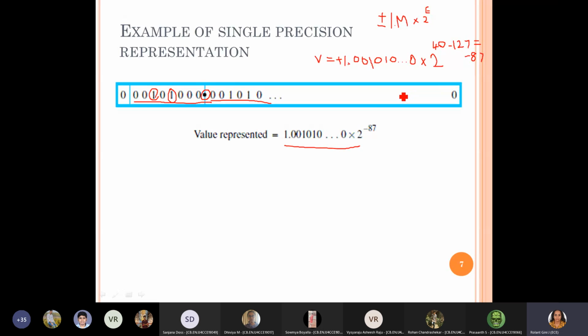Are you guys clear, or do any of you have any doubt? No doubt. Okay, so with this single precision representation, you will be able to get a maximum of 7 decimal digits, right?